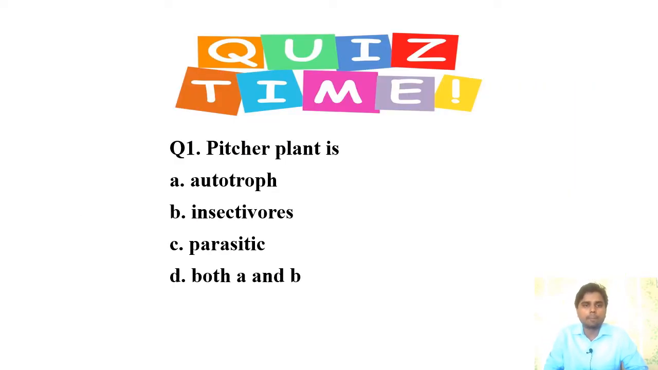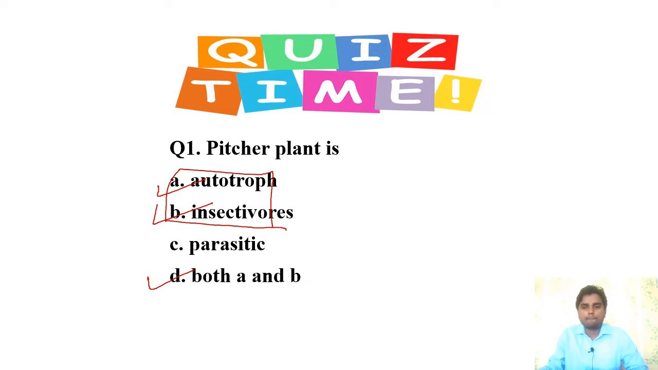Yes or no? Yes. So students, a pitcher plant is an autotroph, insectivorous plant, parasitic plant, or both A and B. What can you say? We have studied right now that the pitcher plant is insectivorous. They can also prepare their own food, like glucose, as they have chlorophyll inside. So the answer is both A and B, because it is also an autotroph and it is also an insectivorous plant.